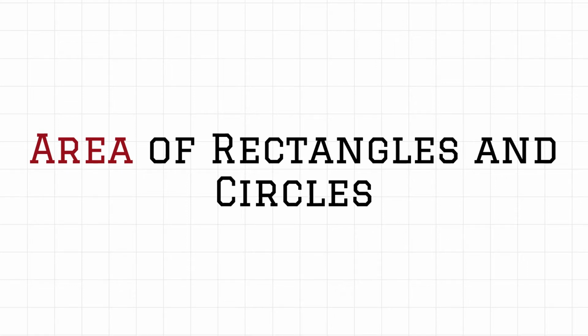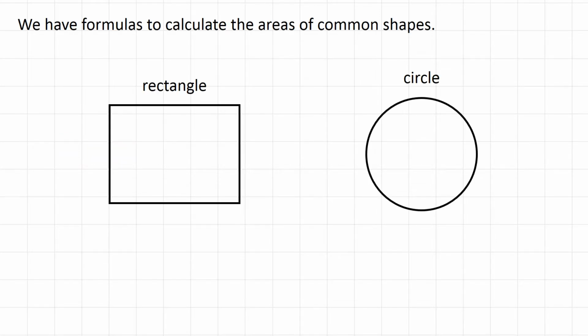This will be a quick review on calculating the area of rectangles and circles with their formulas. To calculate the area of a rectangle, we need to know the rectangle's length and its width. It doesn't actually matter which side you label as which, just as long as one's the length and one is the width. Quite often, though, we make the length the longer side.